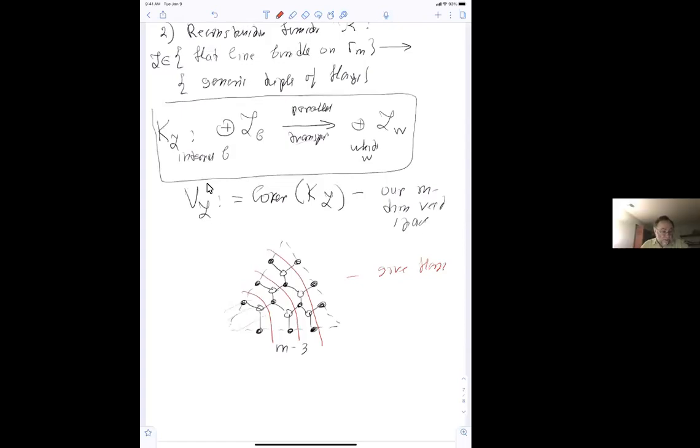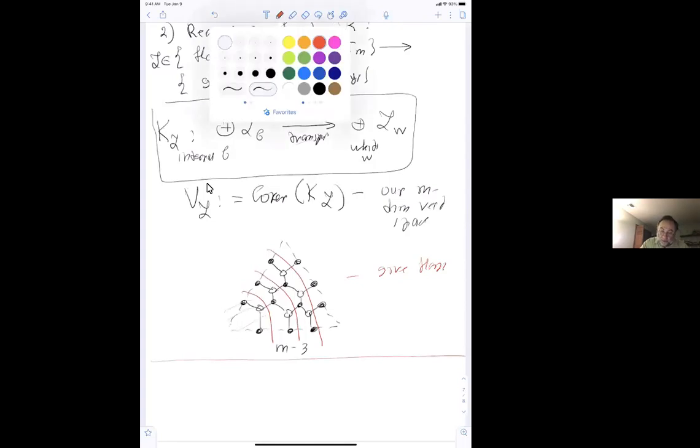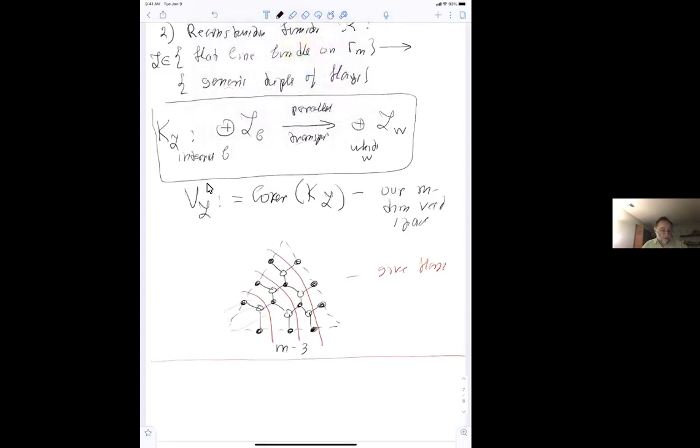Okay, so that's it. The theorem is proved because it's easy to see, maybe not that easy, it depends, that these constructions are inverse to each other, and so the theorem is proved. Okay. How about using this?